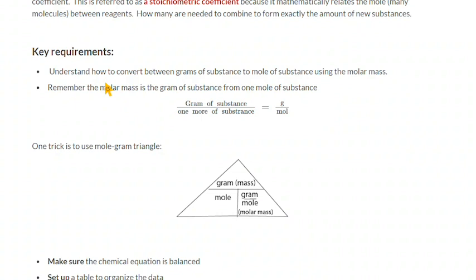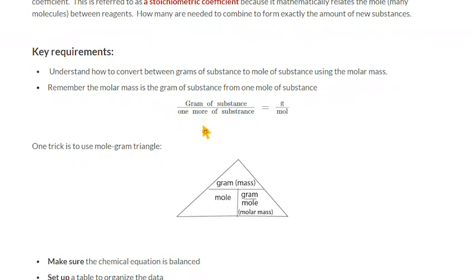Understand how to convert between grams of a substance to a mole of substance using the molar mass. One thing that you need to remember is the molar mass is defined as number of grams of substance in 1 mole of that substance. So we have grams of substance in 1 mole of substance, grams per mole.